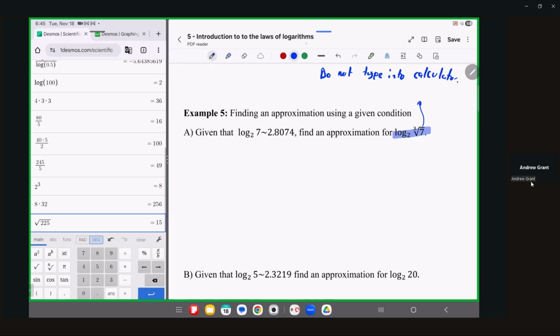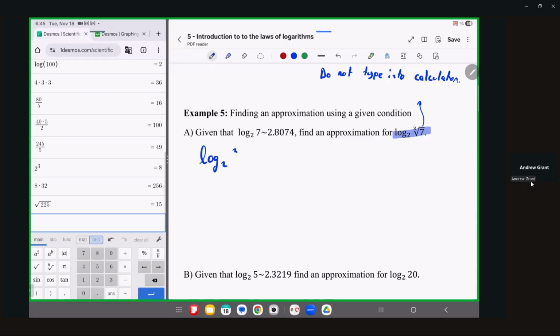The reason why they're giving you a question like this is because they want to ensure that you are capable of using the laws of logarithms. They're saying that at some point you need a log base 2 of 7 in here, and then you can make an appropriate substitution.